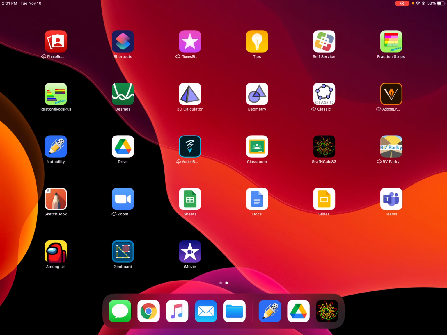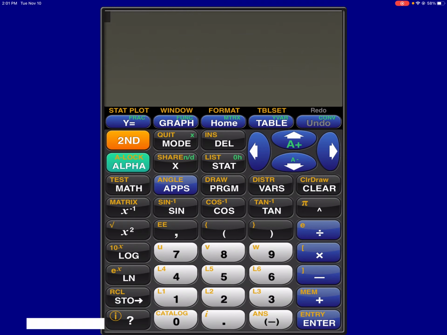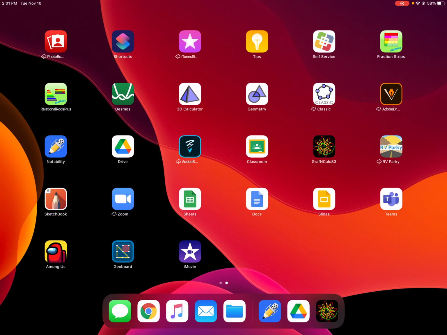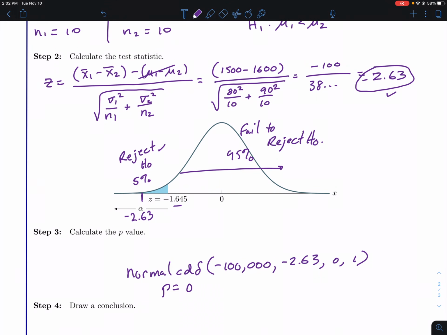So let's go back to the calculator. So second vars, normal CDF, negative 100,000, comma, negative 2.63, comma 0, comma 1. So it gives us 0.004. So let's go back and write that down. So our p-value is 0.004.